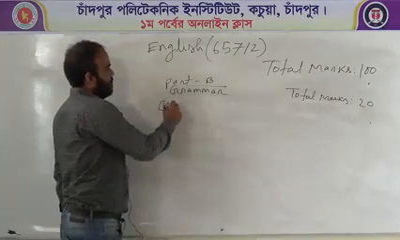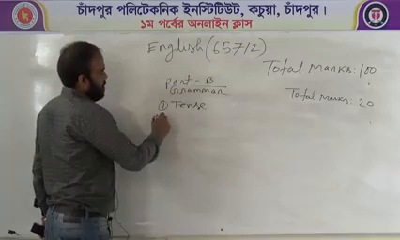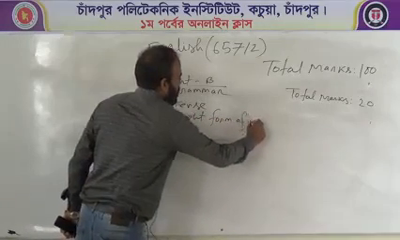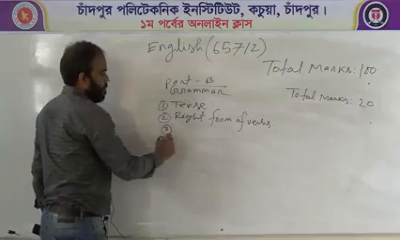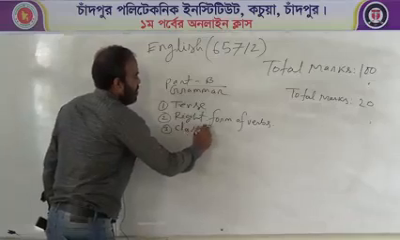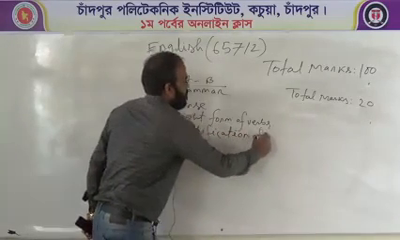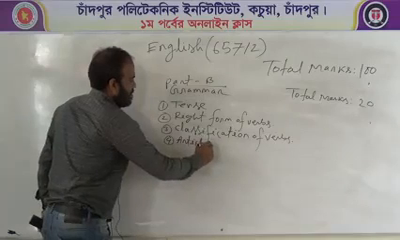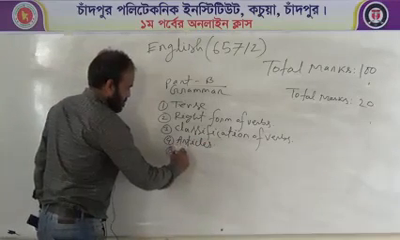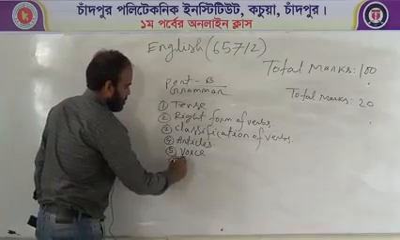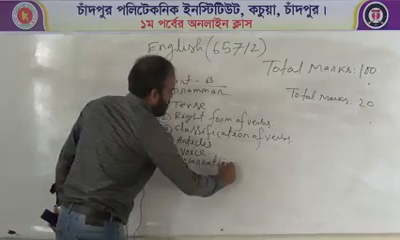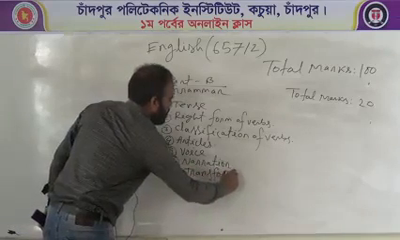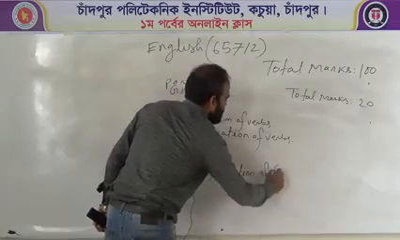Number 1, tense. Number 2, right form of verbs. Number 3, classification of verbs. Number 4, articles. Number 5, voice. Number 6, narration. Number 7, transformation of sentences.